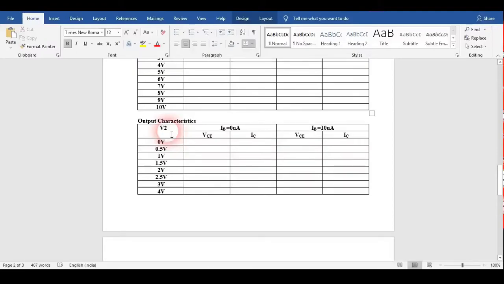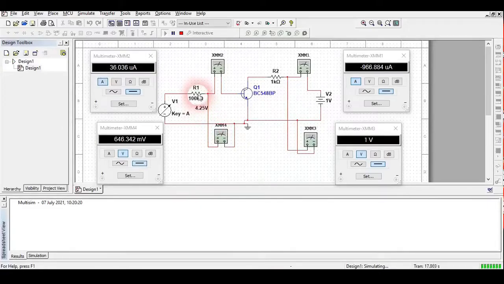Now, for doing the output characteristic, firstly I am going to change the V2 here. Since I am going to change the V2, I have to keep this IB constant at 0 microampere. If the current in this part is 0 microampere, this means that the value of voltage here should be 0 only. So I am not going to increase the voltage here; I am going to change the value of voltage here only.